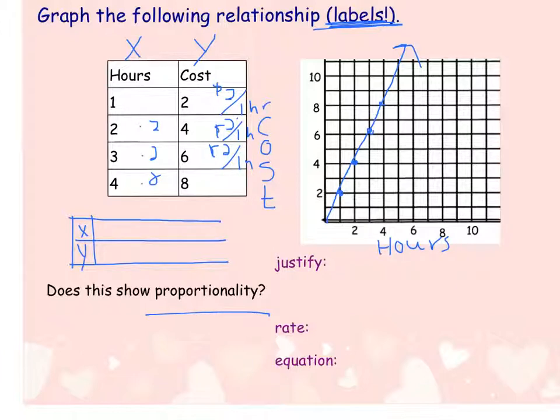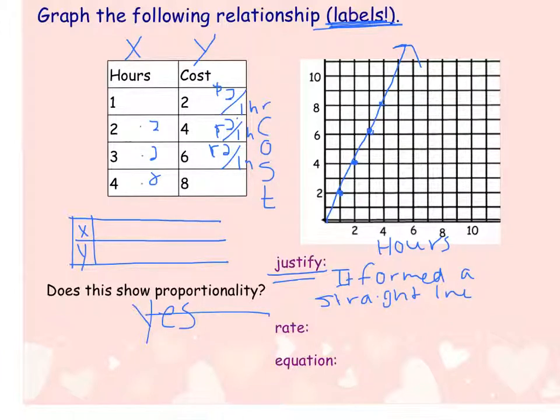But I'm going to talk about it for the graph. I can justify that it is proportional. Yes, it's proportional because it formed a straight line through, and I know this is not the correct right through the, do you remember what the vocabulary word is? Origin. And we find the rate. Yes, we found the unit rate over here. We did. We found the unit rate over here, but I want to talk about the table.